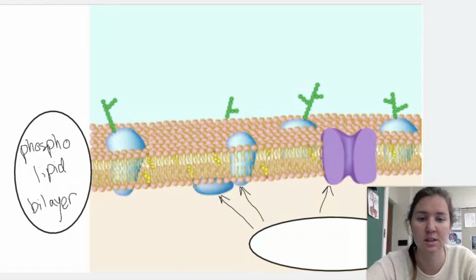Now, these things that are stuck in the cell membrane, those are called membrane proteins. And we'll talk about what those can be used for.